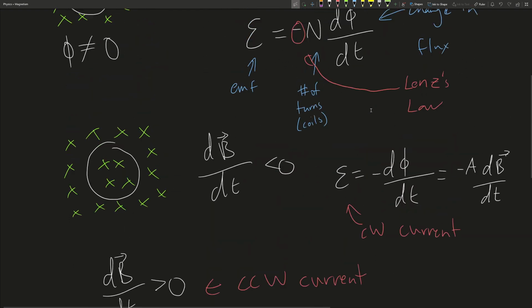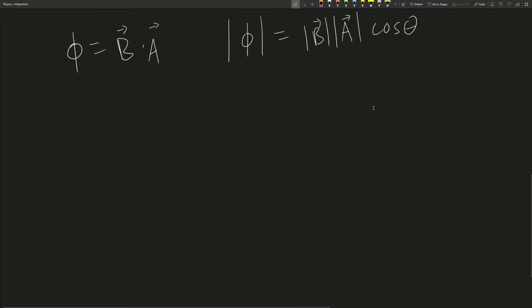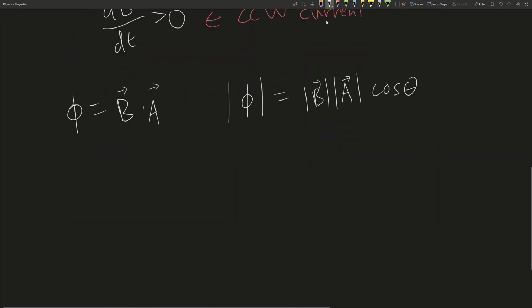Okay, so let's examine a classic case of Lenz's law. Let's say that we have a loop of wire here, and then we have a magnet. Let's say that this is the north end and this is the south end. So what will happen if we bring the magnet closer to the loop? How will the loop react?